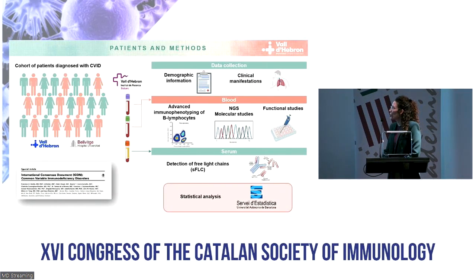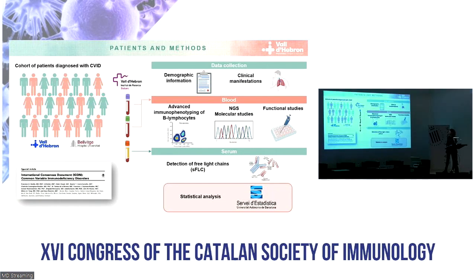So a cohort of patients diagnosed with CVID was created, most of them from Vall d'Hebron Hospital with a small representation from Baby J Hospital. And all of them met the diagnostic criteria proposed by the ICON, published in 2015. All the data was collected regarding demographic information and clinical manifestations, and thanks to the biobank from our hospital and with the extraction of 3 tubes of blood, we were able to perform advanced immunophenotyping of B lymphocytes, NGS, molecular studies, functional studies, and the detection of free light chains in serum. All the data was statistically analyzed thanks to the statistics service in the Universitat Autònoma de Barcelona.